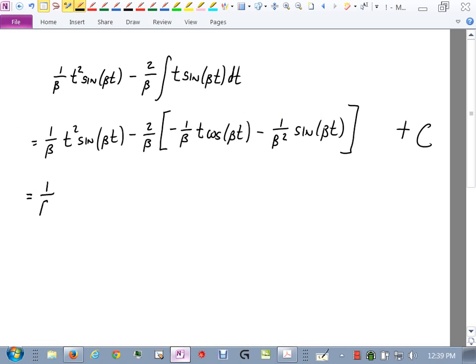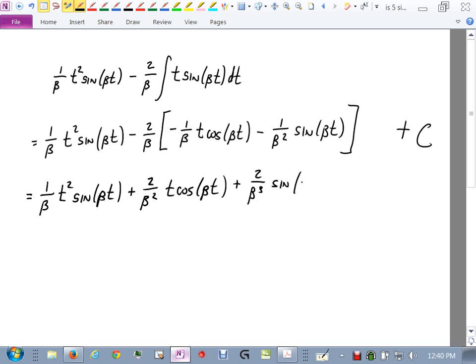So 1 over beta t squared sine beta t plus 2 over beta squared t cosine beta t plus 2 over beta cubed sine beta t plus a constant of integration.